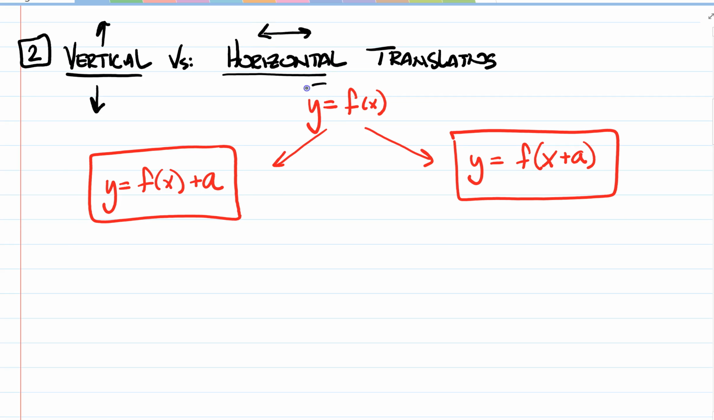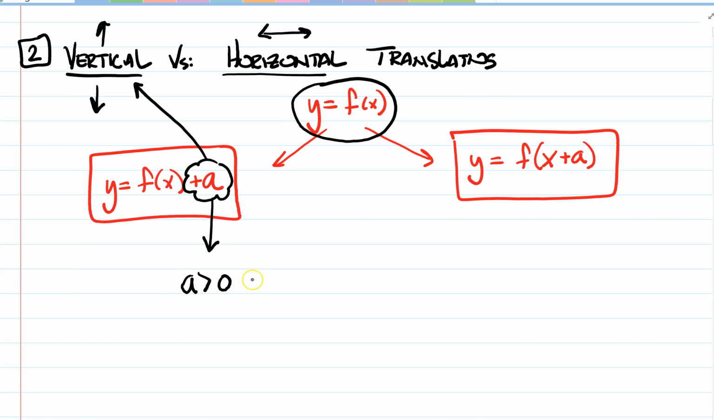If you are given any parent function, f of x, it can be one of those 6 in box number 1 or any picture of a function in general. If I am taking my function and adding a specific value a to the end of it, that implies a vertical translation. If the a value is greater than 0, I'm going to translate my graph up. If my a value is less than 0, I'm going to translate my graph down, okay? So I want you to be able to recognize it.